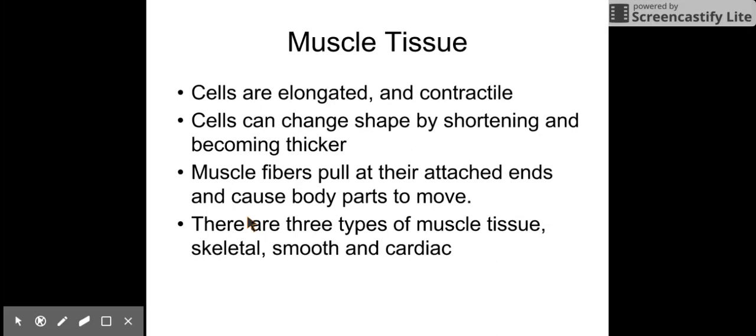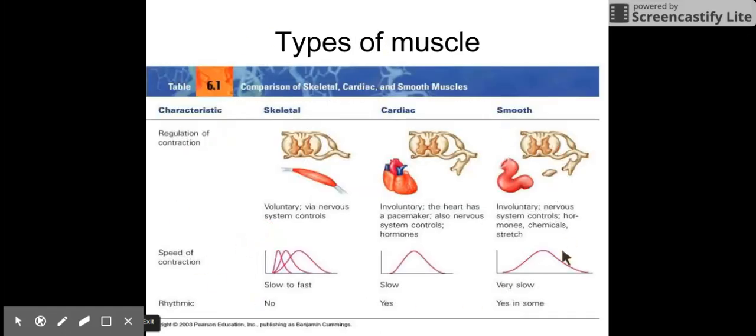There are three types of muscle tissue. There is skeletal, smooth, and cardiac. And this chart is really about distinguishing between those three types of muscle tissue. Skeletal is the one we'll be focusing on. Cardiac we'll touch on in our cardiovascular unit. This is really only found in the heart.